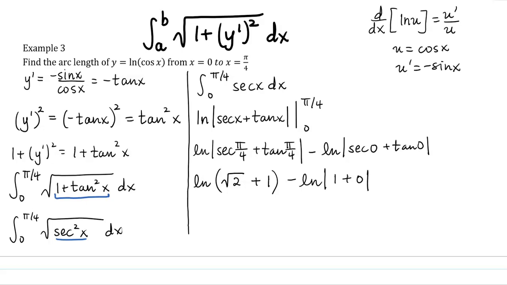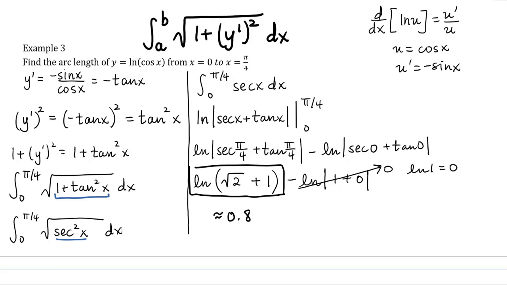And natural log of 1 is 0. Ln of 1 is equal to 0. So all this equals this here. Natural log of the square root of 2 plus 1, which is approximately 0.881.